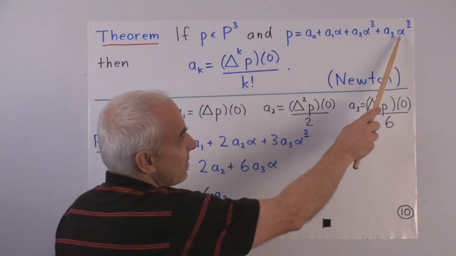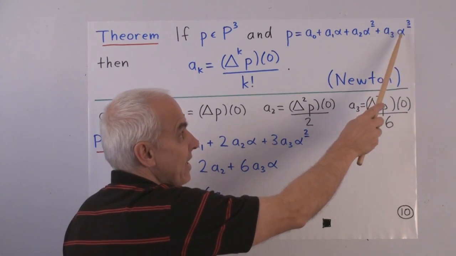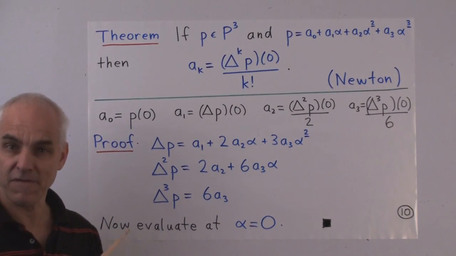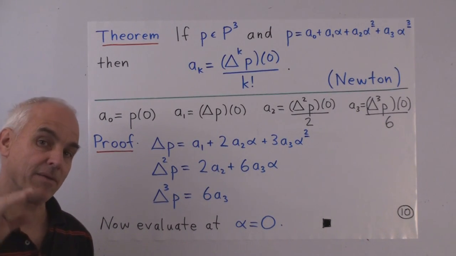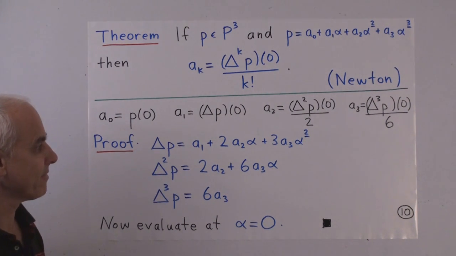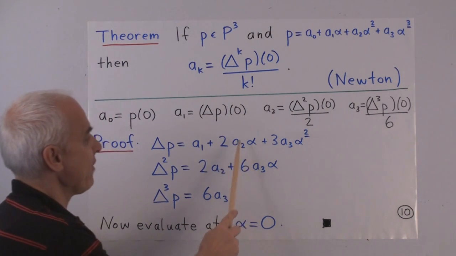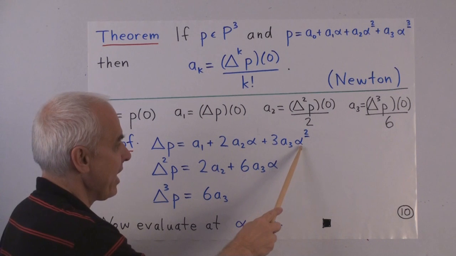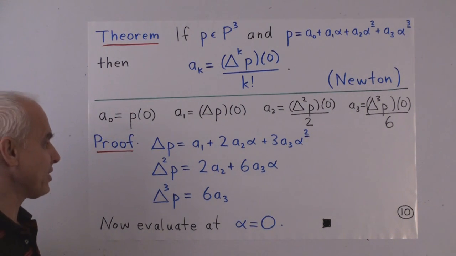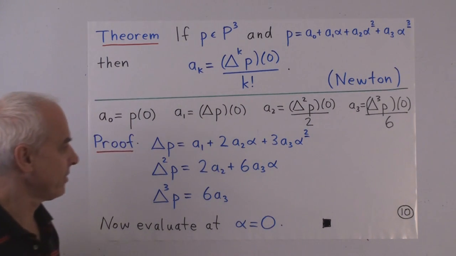And A3 alpha 3 lowering gets sent to 3 times A3 alpha 2 lowering. We're using that basic formula for what happens to a lowering power when we apply the forward difference. So altogether, we get A1 plus 2 times A2 alpha plus 3 times A3 alpha 2 lowering. And now what happens when we apply the forward difference operator again to this expression?